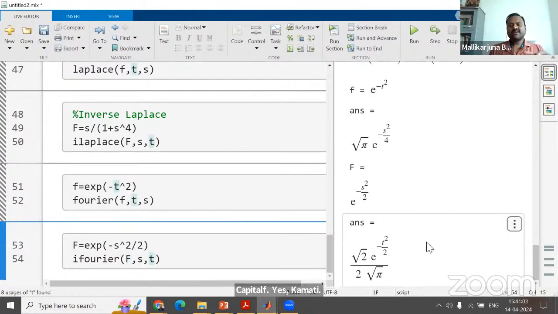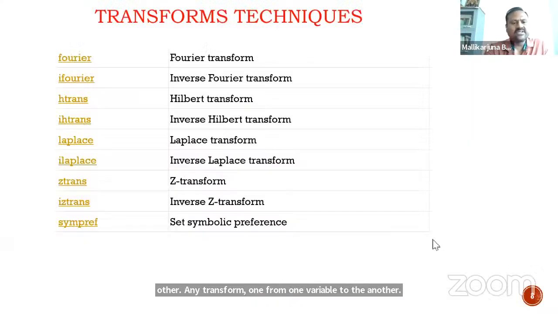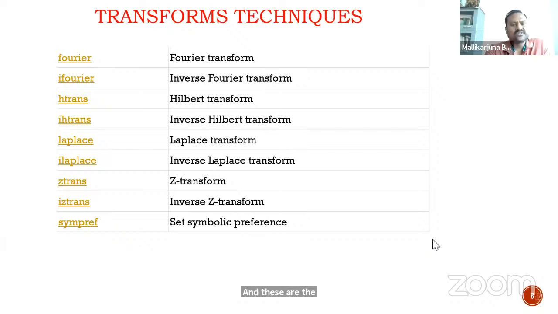You can see finding Fourier, Laplace, and Z transforms is easy. You just feed the function and specify the transform from which variable to which variable. Any transform, from one variable to another. And these are the direct syntaxes: Fourier inverse, Hilbert transform inverse, Laplace inverse, Z and inverse Z transform.